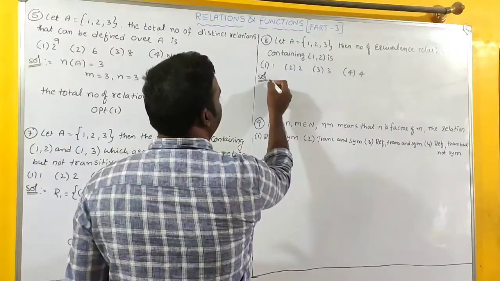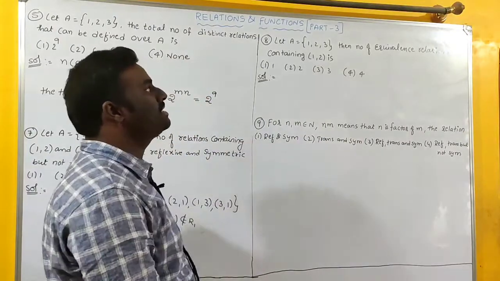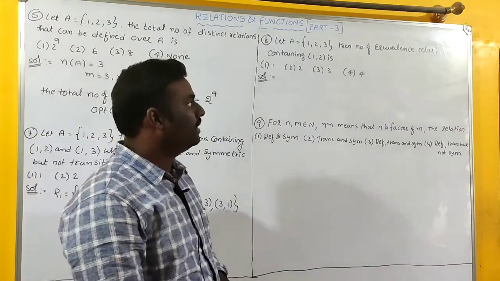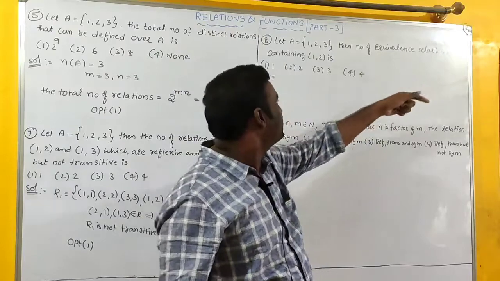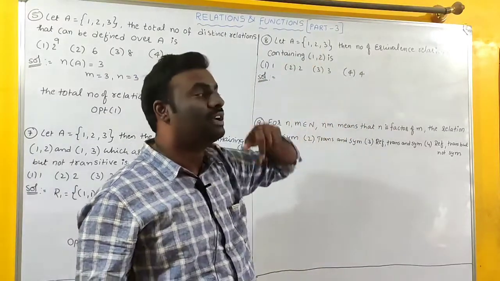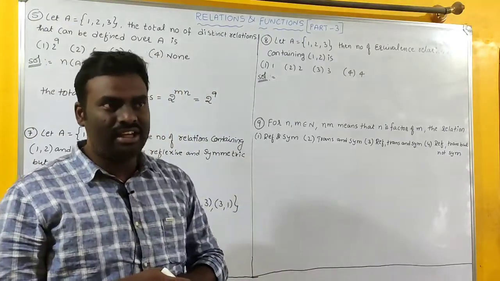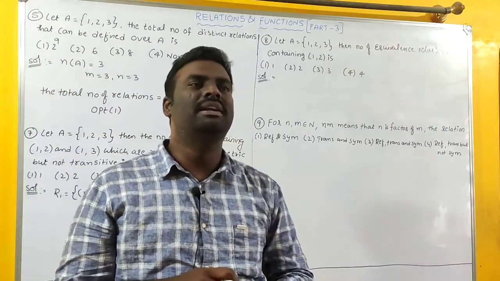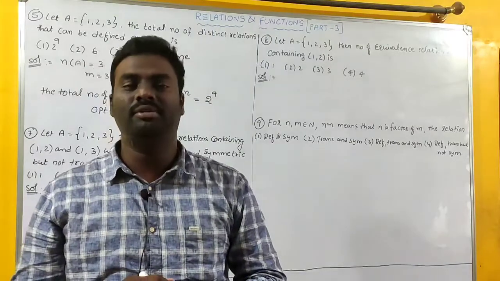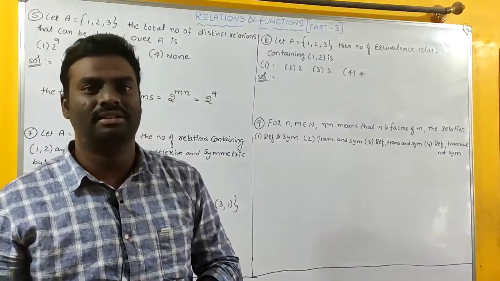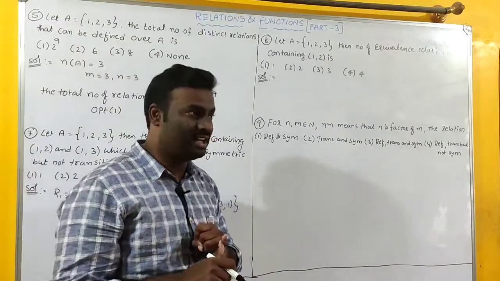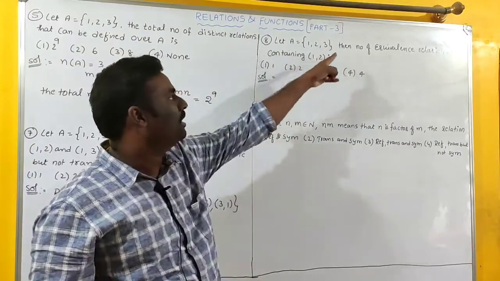The set contains 3 elements. Then the number of equivalence relations containing this pair (1, 2). What is meant by an equivalence relation? The relation is reflexive, symmetric and transitive. Then only it is called an equivalence relation. First it is an equivalence relation and it contains the pair (1, 2).